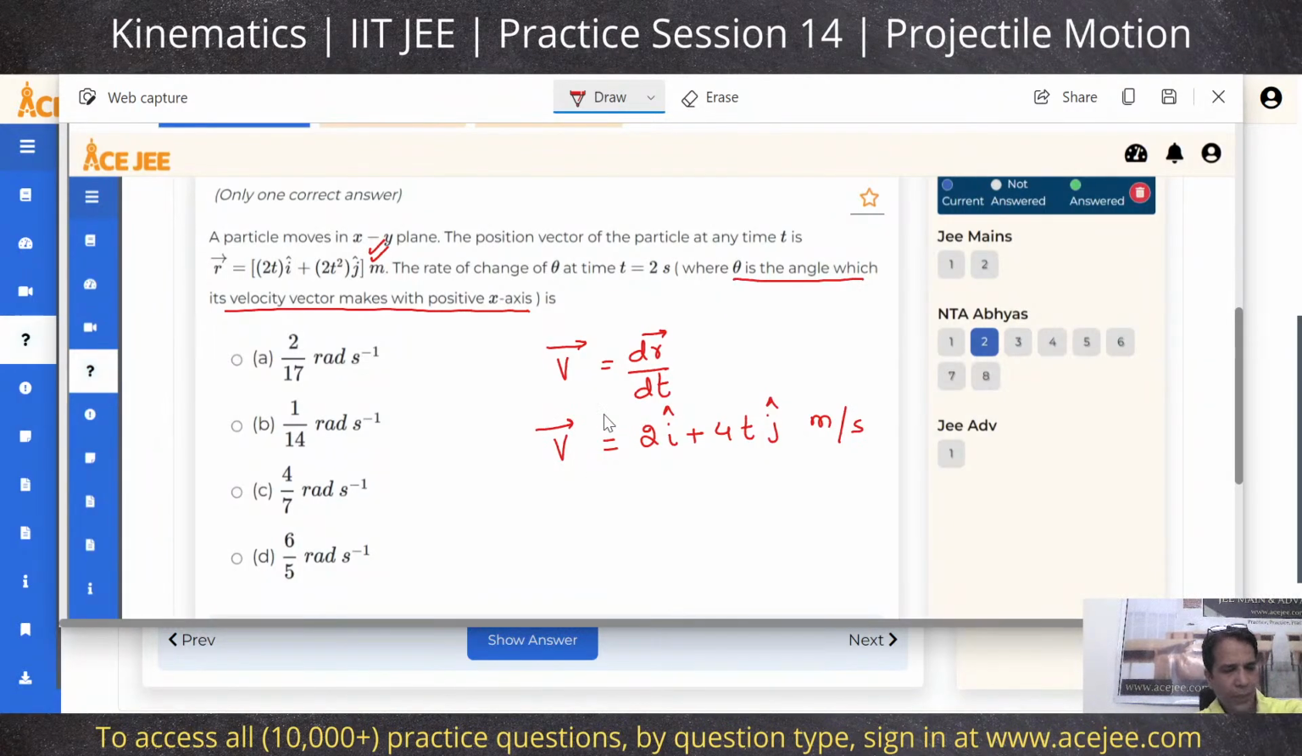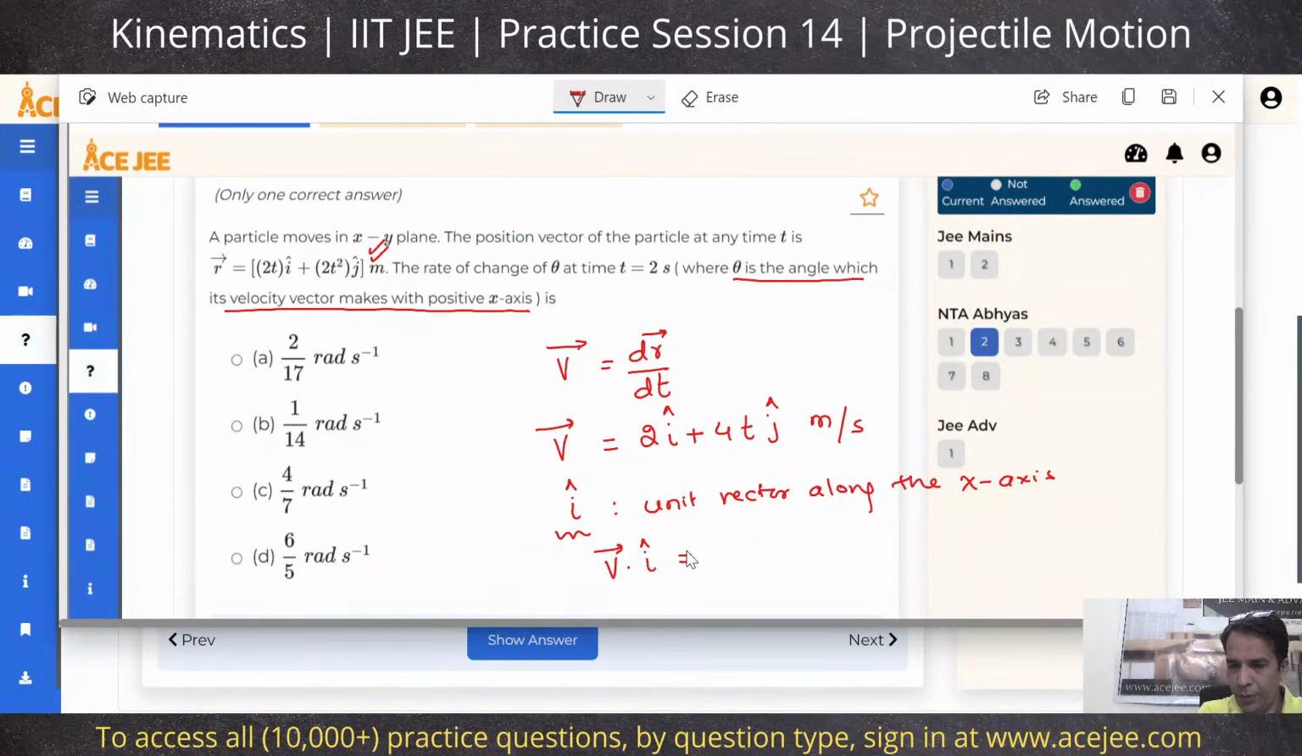They are asking us to determine the rate of change of theta, the angle it makes with the x-axis. For the x-axis, what is the vector along the x-axis? We have i cap as the unit vector along the x-axis. So what is the angle between the two? V dot i.